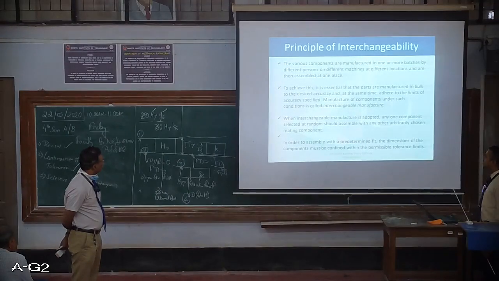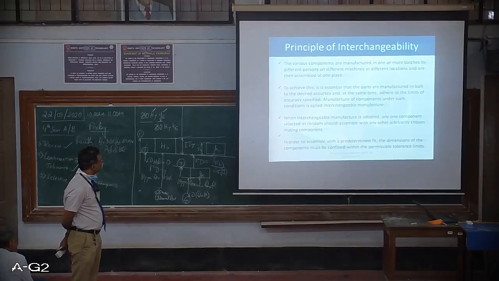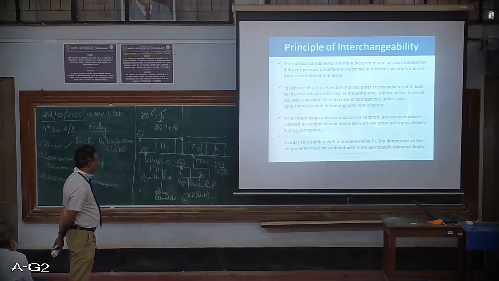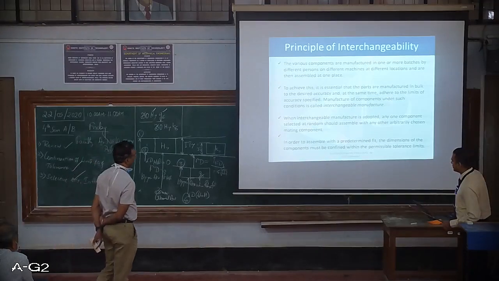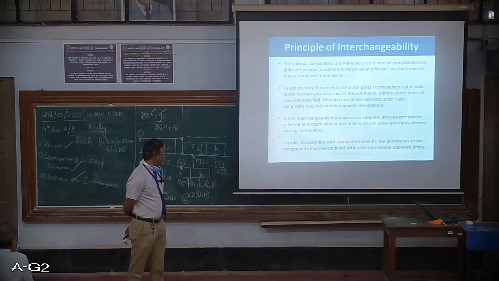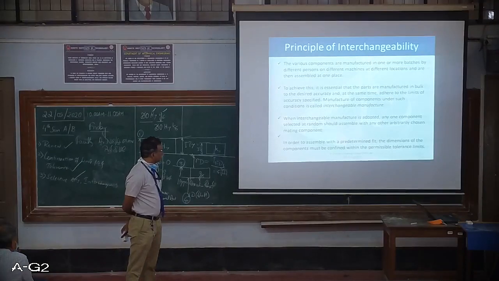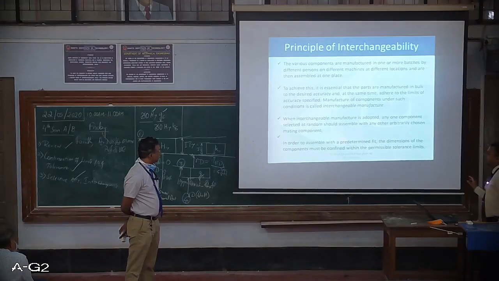The various components are manufactured in one or more batches by different persons on different machines at different locations and are then assembled at one place. To achieve this, it is essential that parts are manufactured in bulk to the desired accuracy and at the same time adhere to the limits of accuracy specified. Manufacturing of components under such conditions is called interchangeable manufacture. When interchangeable manufacture is adopted, any one component selected at random should assemble with any other arbitrarily chosen mating component.